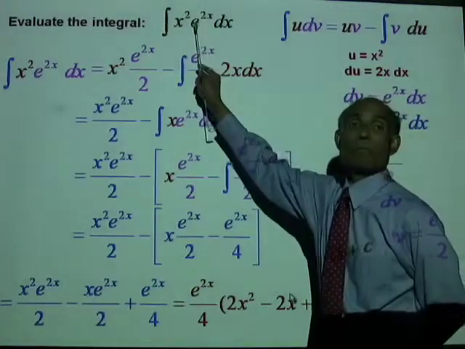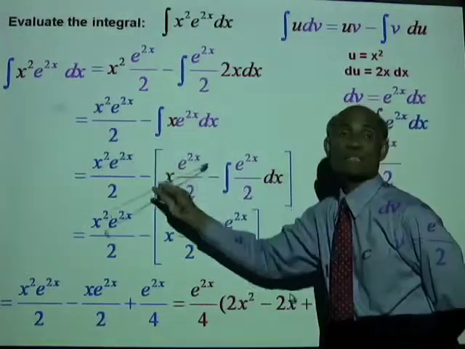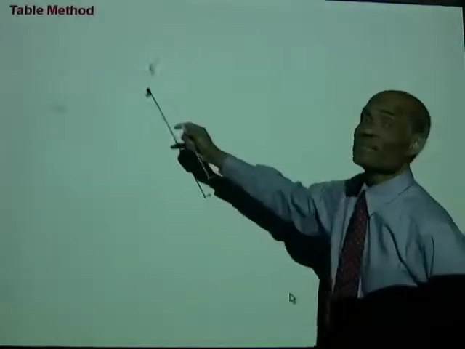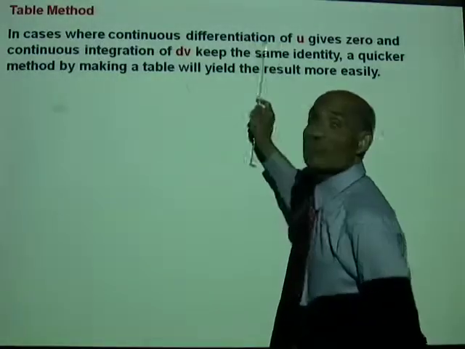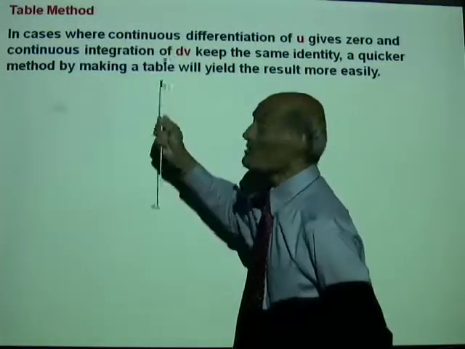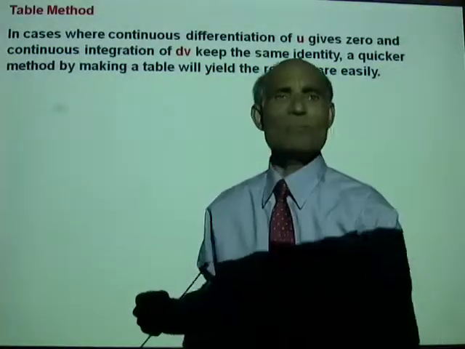You notice that here we did integration by parts twice. We had to repeat it. There's actually a simple way of doing this, and I'm going to illustrate that. It's called the table method. We can actually construct a table for integrals of this form. Remember, you cannot do that for any form. It works in cases where continuous differentiation of u gives you 0, and the dv, when you integrate, will keep the same identity. What does that mean?